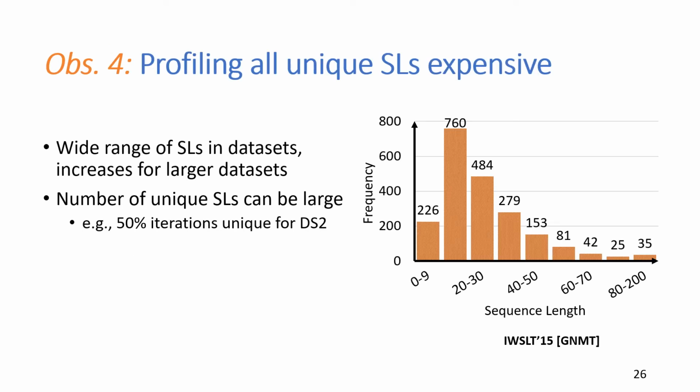To motivate why this is an important question, the plot here shows a distribution of sequence lengths in one of the datasets we have used for GNMT. As you can see, the range of sequence lengths in these datasets can be quite large. Moreover, the number of unique sequence lengths in these datasets can also be quite large. For example, in a Deep Speech 2 dataset, we observe that 50% of the iterations have a unique sequence length, and therefore profiling all unique training iterations would still require profiling half the training epoch, which could still be hours to days long.